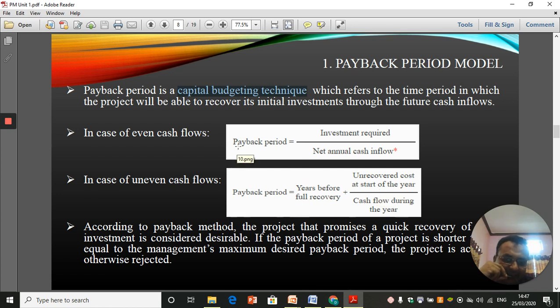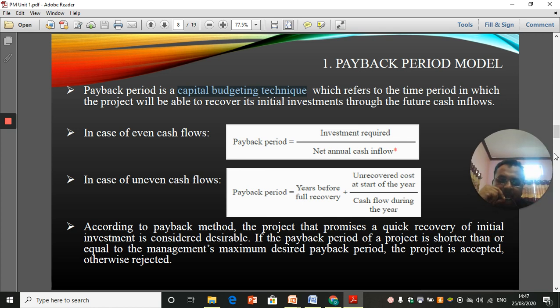Payback period is a non-discounting technique, means we are not using net present value method over here. We are not using time value of money over here. As far as decision making is concerned, the project which has quick recovery, means the shortest payback period, will be considered. In case of a single project, whatever maximum desired payback period management has decided, if the project has less than that payback period, then it is accepted. And if there are more than one projects, then the project having the shortest payback period will be accepted. So this is about the payback period.